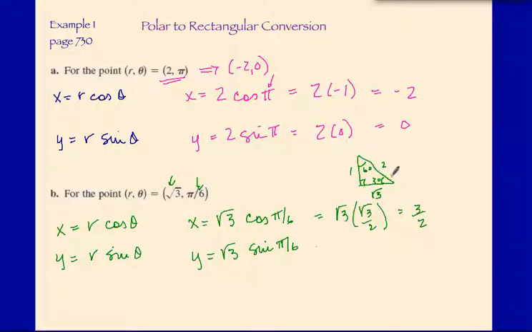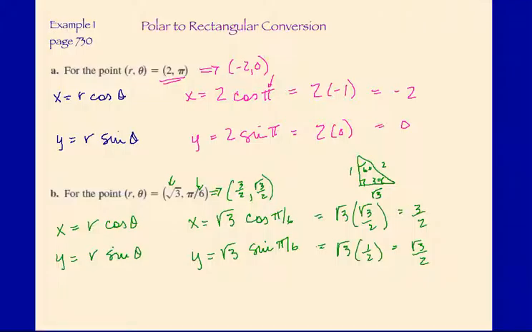Now we need the sine of pi over 6. The sine of pi over 6 is opposite over hypotenuse, and so that's going to be square root of 3 times 1/2, which is the square root of 3 over 2. Therefore, the rectangular coordinates that correspond to the polar coordinates square root of 3, pi over 6 are 3/2, square root of 3 over 2.